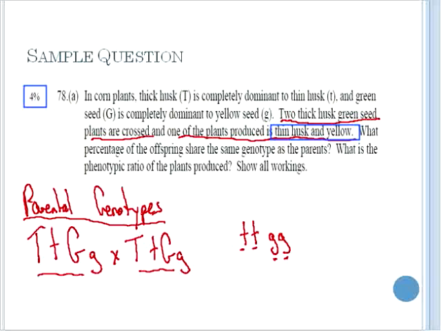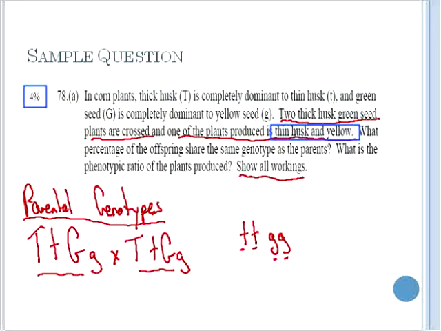You are asked to show all workings. The most advisable pattern would be to simply construct a Punnett square. To construct your square, in this case 2 traits, which is what I've done here.